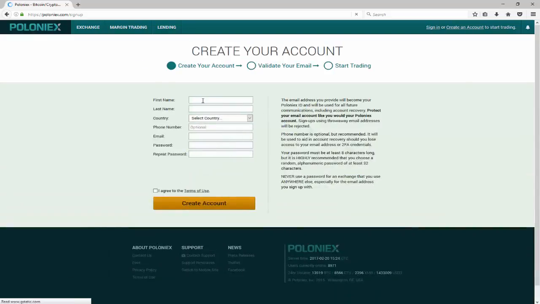create an account. Put in your name, your country. You don't have to give your phone number. You could give your email address. Make sure that you're using an email address that's not public, just for extra security. Strong password. You want to make sure you use at least 16 characters with numbers, letters, capitals, and special symbols, things like that. And then you'll have to verify your email. They're going to send you a verification code, and you just click on it to verify your email.